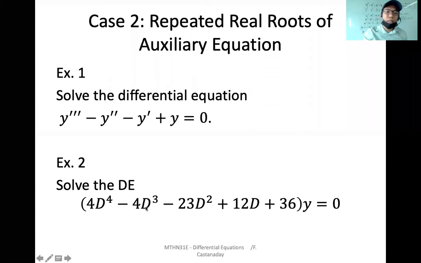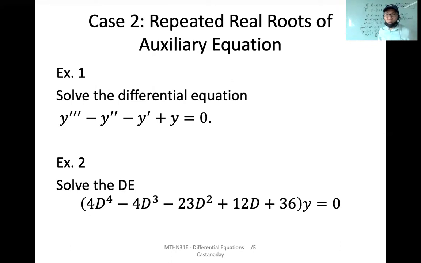Ayos ba? Number 2. Yan, last example natin. 4D raised to 4. Gusto yung subukan? Sige, subukan nyo din habang sinusubukan ko dito. Para bigay nyo sa akin yung one possible root. 4D raised to 4. Ilang roots ang in-expect natin? Ha? 4 po. 4, okay. So dahil 4, apat din yung arbitrary constants mo. Right? C sub 1 hanggang C sub 4.